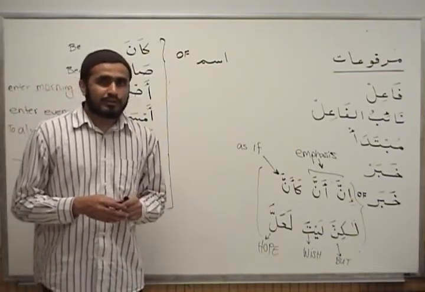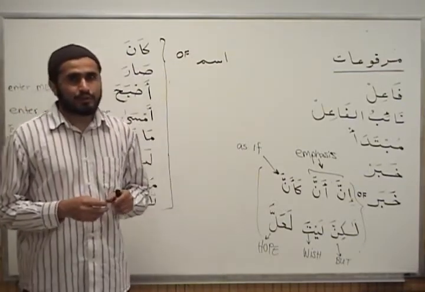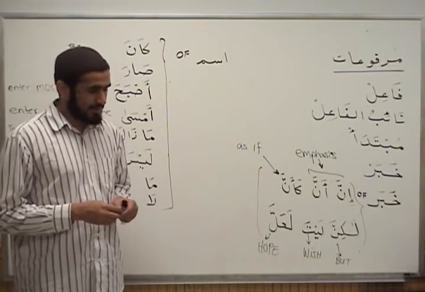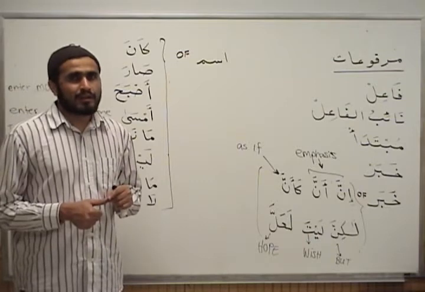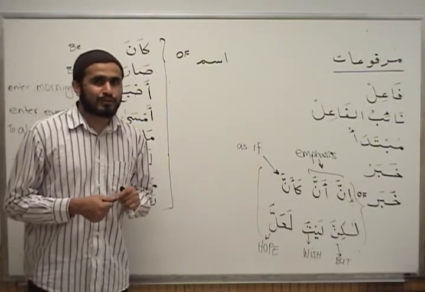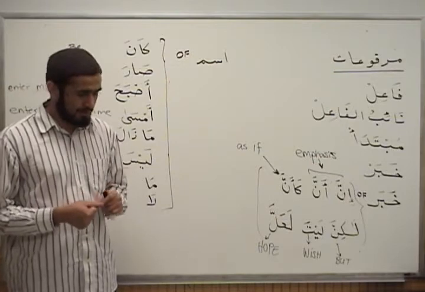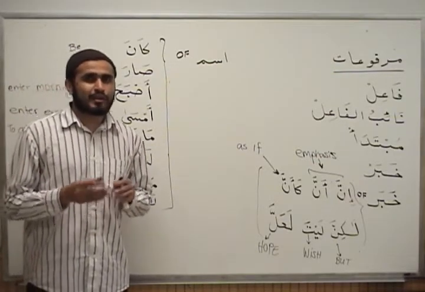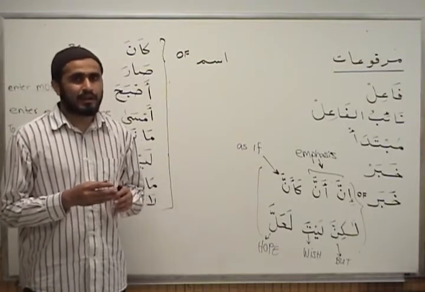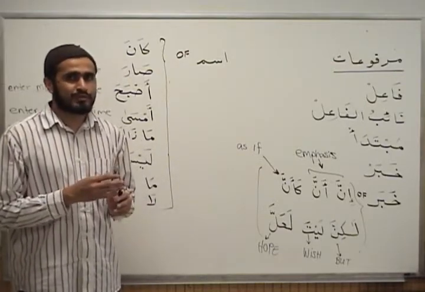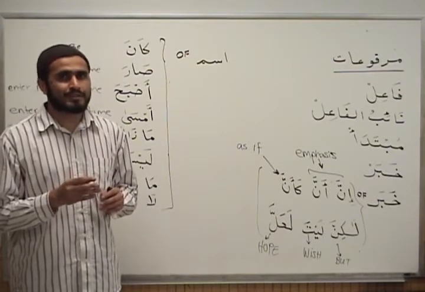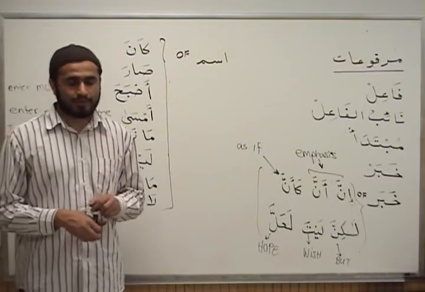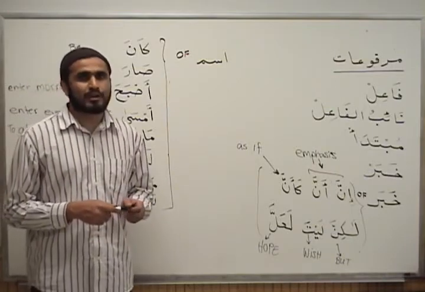And then we learn about raf'a, nasb, jar, marfu', mansub, majroor, and rafi', nasib, and jar. So raf'a, nasb, jar, the three things are the names of three states, the three types of i'rab. Rafi', nasib, and jar are the reasons, the amils or the actors that cause those states. If something causes raf'a, it's called rafi'. If something causes nasb, it's called nasib. If something causes jar, it's called jar.